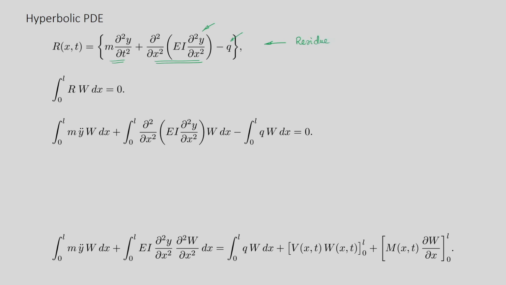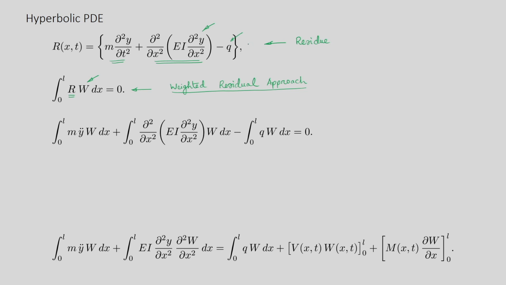What next? Now we will make use of the weighted residual approach. We say that there is an arbitrary function w multiplied with the residue R, integrated over the whole domain. In this case the domain is 0 to L, so integrated and equated to 0. So that is the weighted residual approach, or statement. We have used this quite a few times. Then we will substitute the residue here.